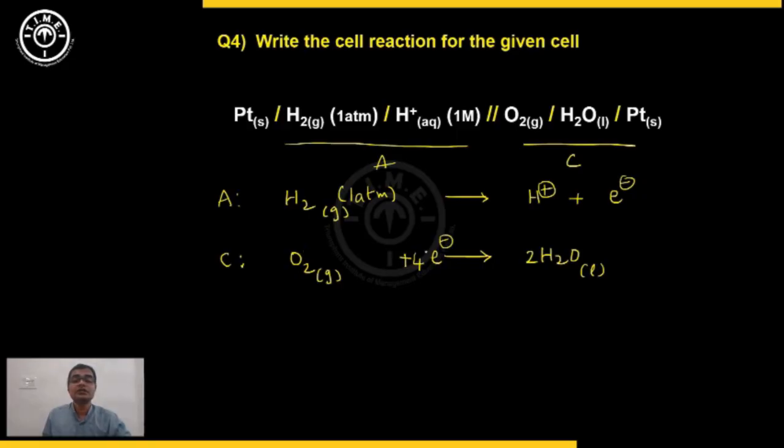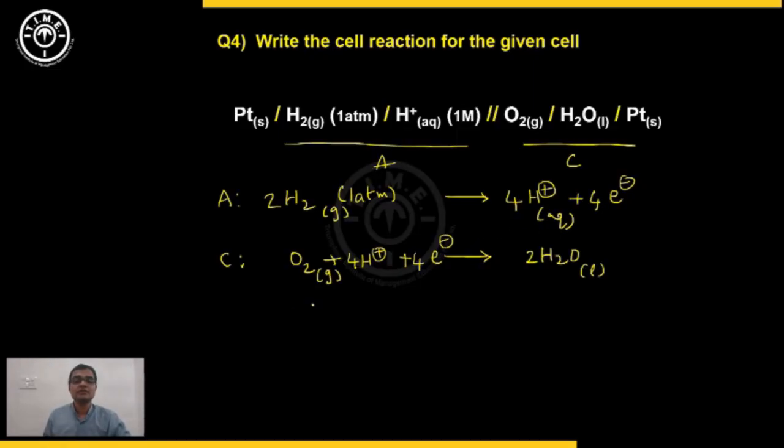So oxygen 0 to minus 2. One oxygen atom 0 to minus 2. Total 2 oxygen atoms, so 0 to 2 into minus 2, that is 0 to minus 4. That is 4 electrons gaining. Okay? And in presence of acidic medium, here you have to write 4H plus ion. It is in aqueous state.